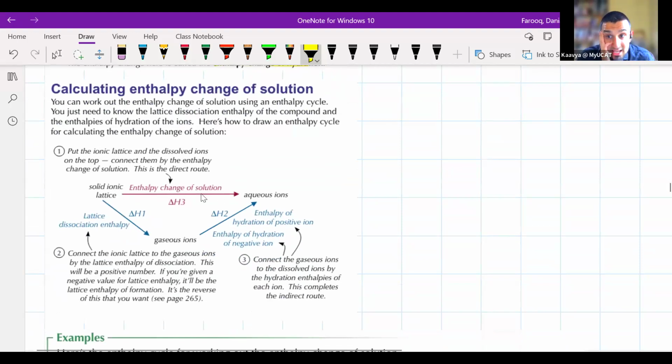To get that, remember I said Hess's law: whichever route the reaction takes, the enthalpy change is the same. So we can directly get the enthalpy change of solution, which is delta H3, but we can also take a different route, which is the lattice dissociation enthalpy, that's delta H1, and then delta H2, which is the hydration. But you have to do the hydration of the positive and the negative ion, yeah? And then from this, delta H3, which is the red route, would equal the other route, which is the blue route, okay? So delta H1 plus delta H2.